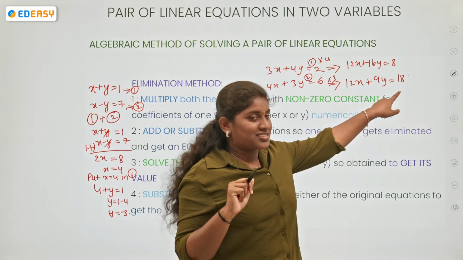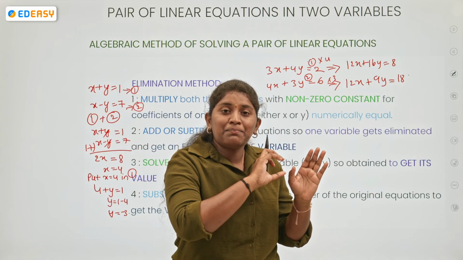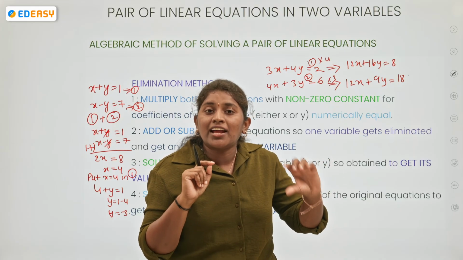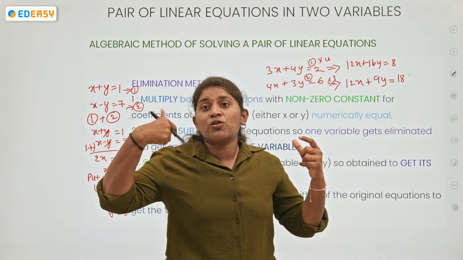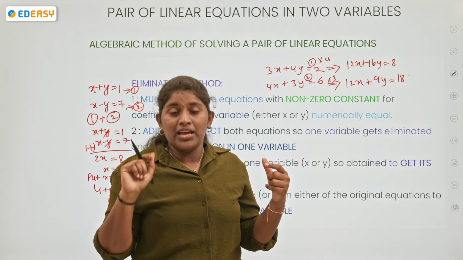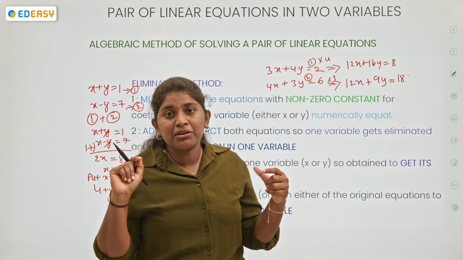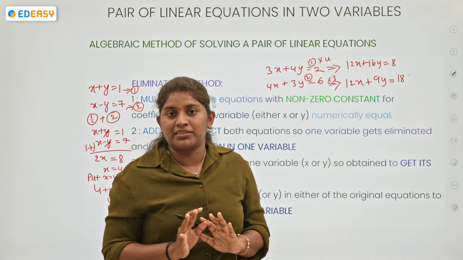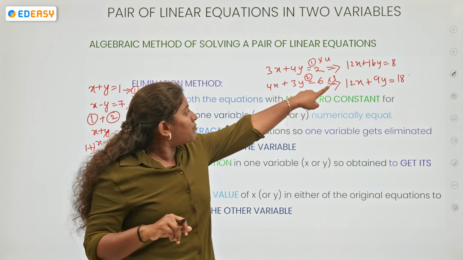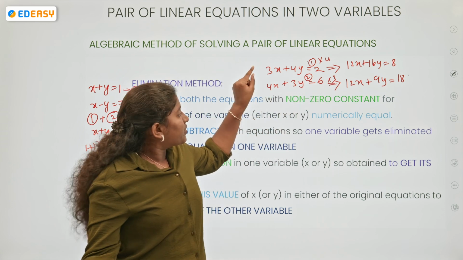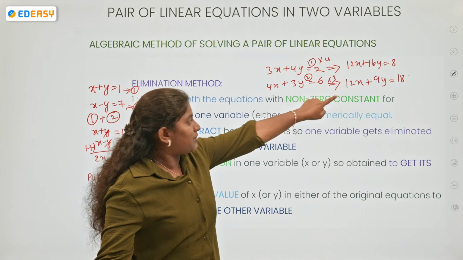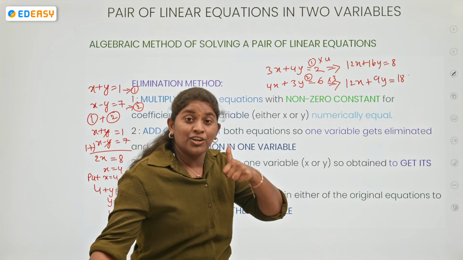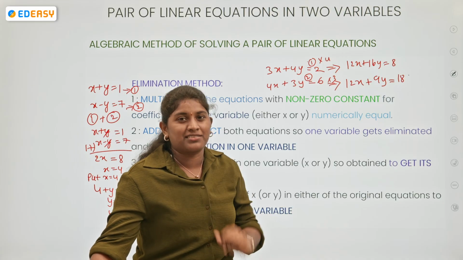What about the RHS? See, if you are multiplying the complete equation with a number, it means you have to multiply RHS with the number and LHS also with the same number. Clear? For that reason, whenever I am multiplying with 3, in my second equation I am multiplying 3 into 4, 12x, and 3 into 3, 9y, and 3 sixes are 18. Understood? So try to avoid such simple mistakes.